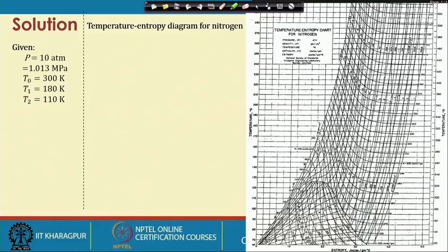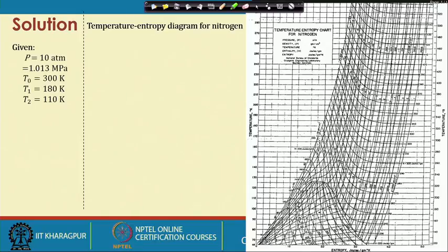So, that is why we are not going to use the expression we have just used for the previous problem, which was in terms of only the temperatures. Here in this case we have to use the actual TS diagram for the working fluid, and we are choosing nitrogen.